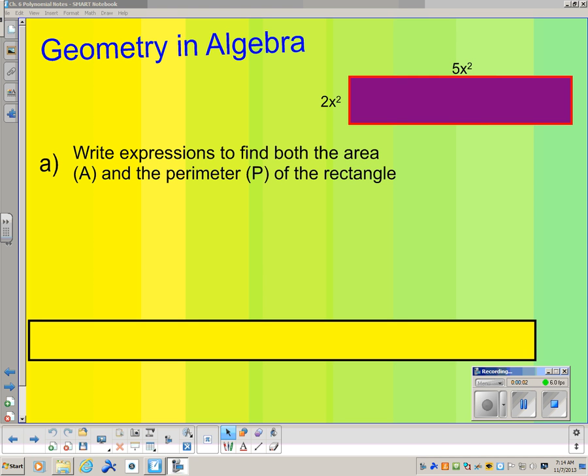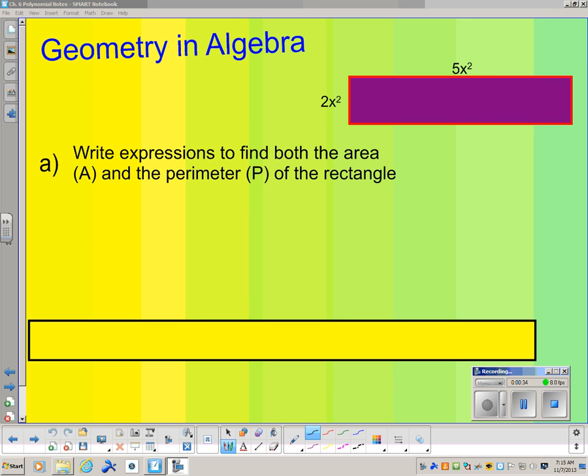All right, so with your 6-3 note sheet out, let's continue looking at the applications for adding and subtracting polynomials and using some other things, like multiplying monomials, to be able to get our answer here. So this one here, geometry, you've got a nice rectangle provided. The length of that rectangle is 5x squared. The width is 2x squared. And we're supposed to write an expression to find both the area and the perimeter of the rectangle.